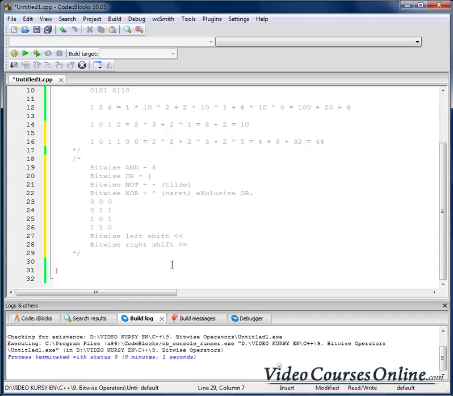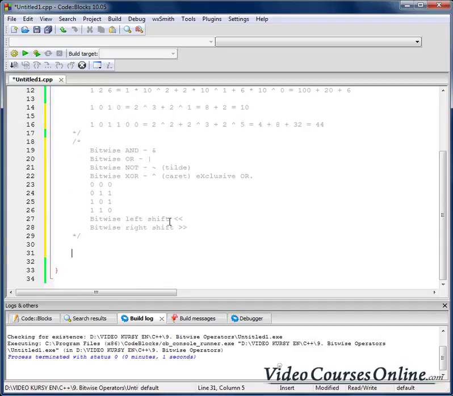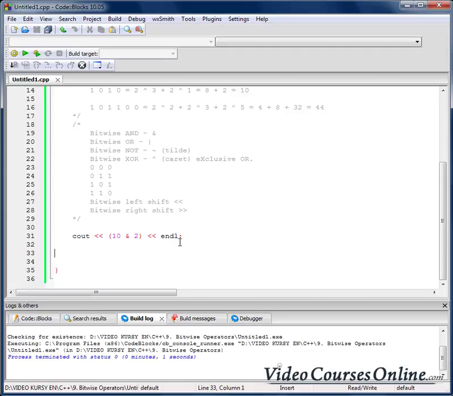Okay, now it's time to do some exercises. For example, cout and 10 and 2, and we want to see what will be the output. Okay, let's do something like that. Look, normally 0, 0, 0 is just 0, right? If I want to change that thing to 10, let's do something like that.